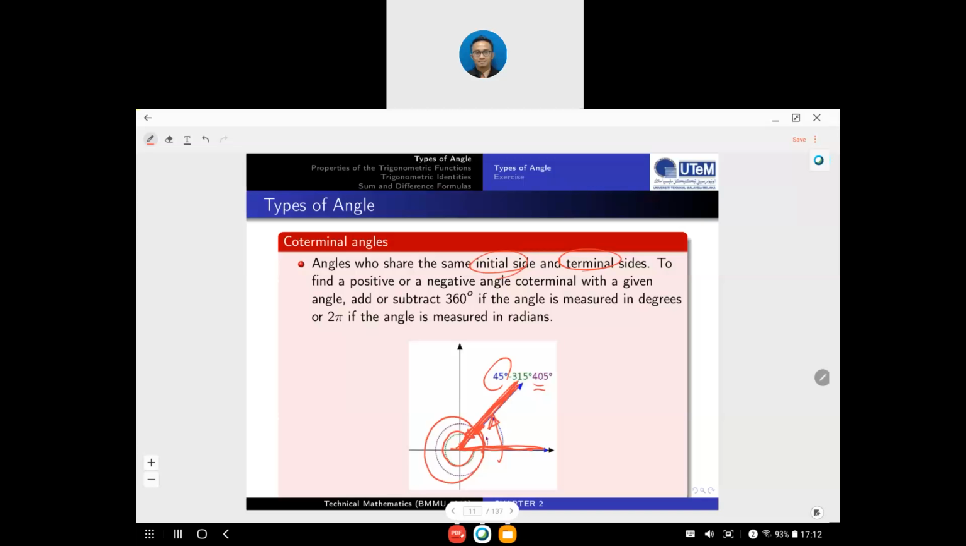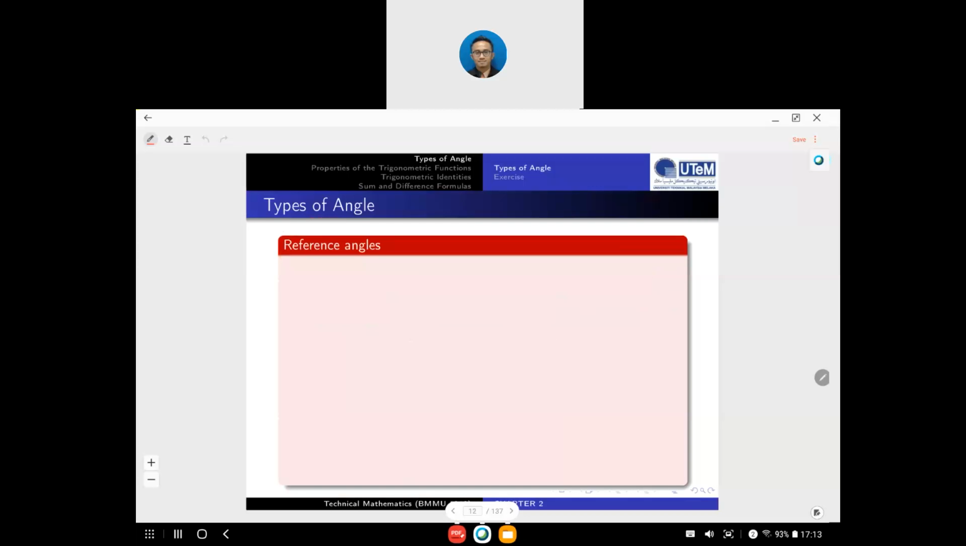So banyaklah lagi 45 degree ni share dengan apa? Kalau awak tambah lah, awak tambah dengan 360, tambah lagi 360, tambah lagi 360. So you can get the same initial side and same terminal side. So that one we call it as coterminal angle. Okay, and the last one is reference angle. Okay, what is reference angle?